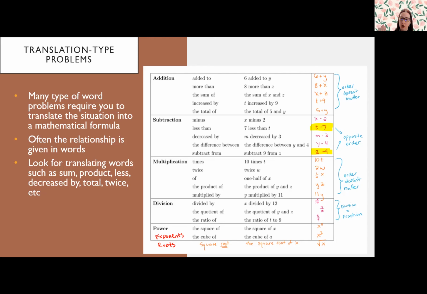So when you get the PowerPoint, you might want to print this slide out just so you have something to reference. And then you have examples so you know how to translate those.